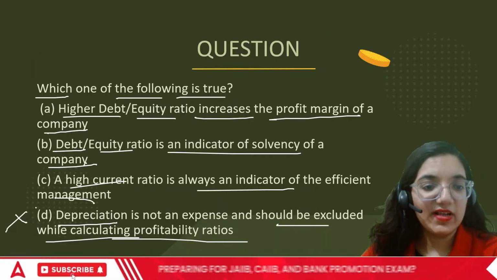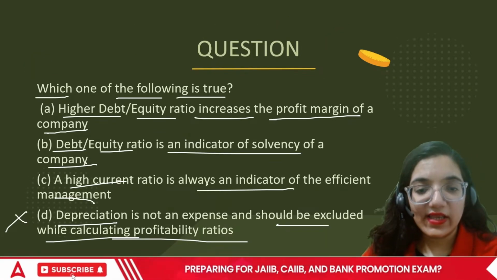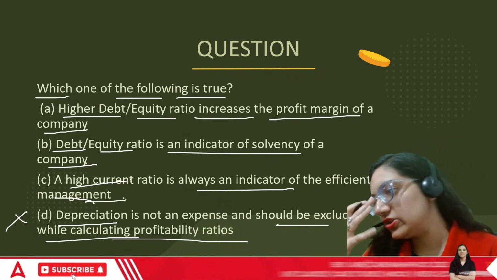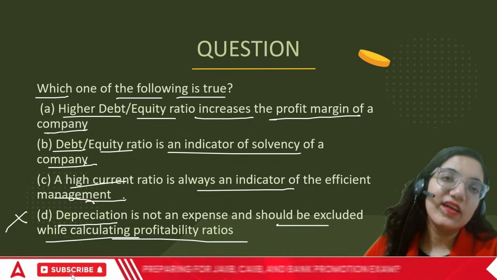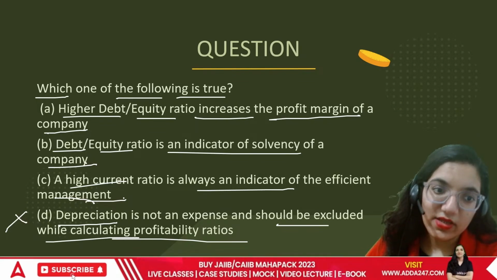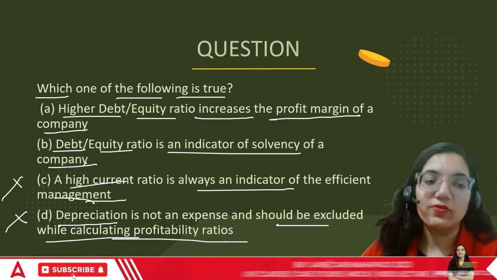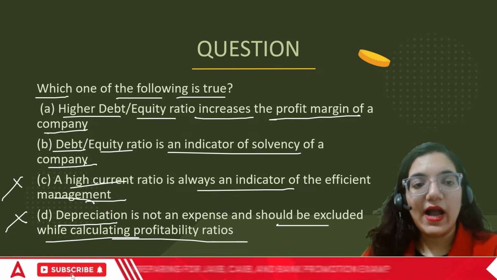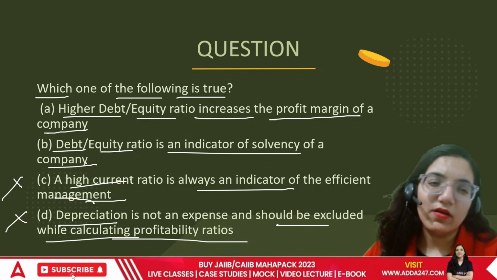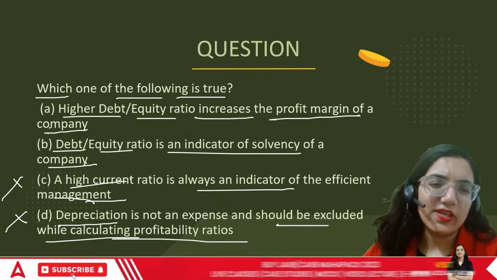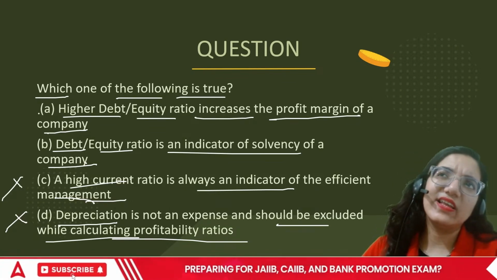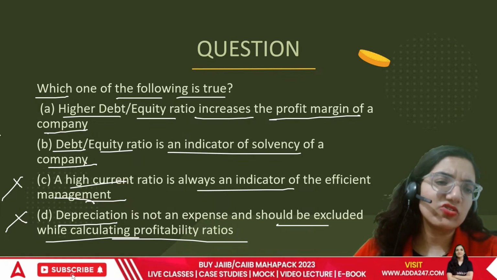Since the answer is visible, high current ratio is always an indicator of efficient management? No. If I'm having too much cash, the very first thing that will be asked from me is, why isn't this cash invested somewhere else if this money was not required? If it was not required, it should not be with you. So this is also wrong. A high debt equity ratio increases the profit margin of the company? No. Debt eats away your interest, and interest is something that reduces your profit. So this is also not true.